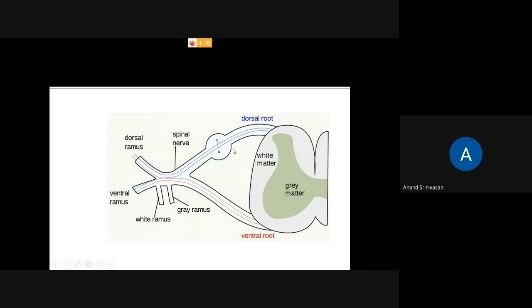So what happens if there is a cut in the dorsal root? If there is a cut in the dorsal root, which function is lost? The person will not be able to feel the sensation: touch, pressure, vibration, temperature. They cannot perceive these. So the sensation is lost if the dorsal nerve root is damaged. If the ventral nerve root is damaged, what happens?